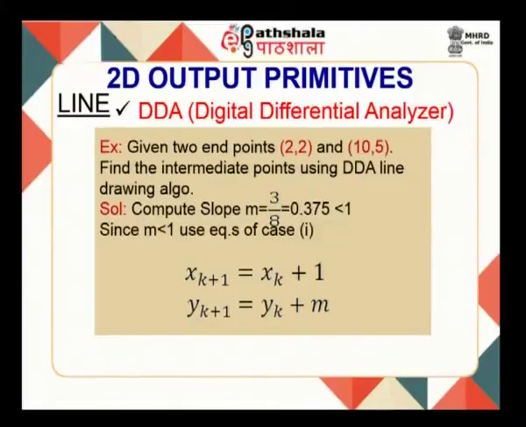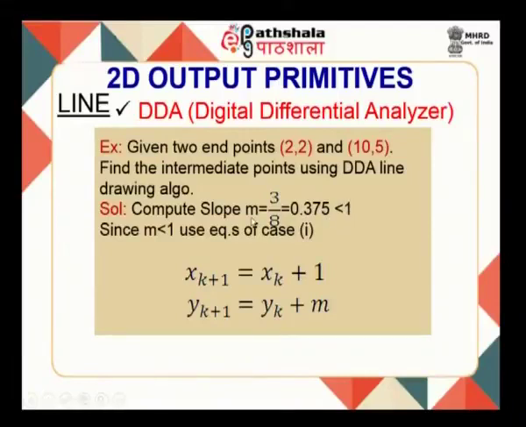An example is given here. Given the two endpoints, say 2, 2 and 10, 5. As soon as the endpoints are given, find the intermediate points using the DDA line drawing procedure. As the first step, immediately you can check the slope. If you notice, the slope m is equal to y 2 minus y 1 by x 2 minus x 1, which gives us 3 by 8, which is actually 0.375, which is less than 1.